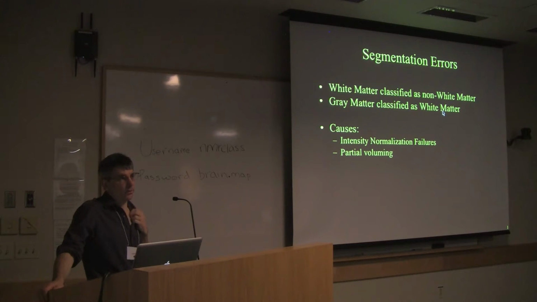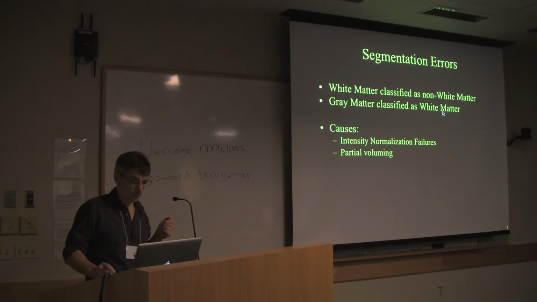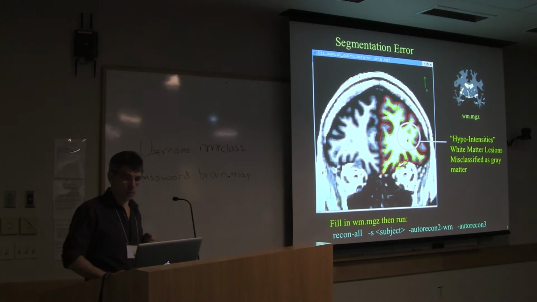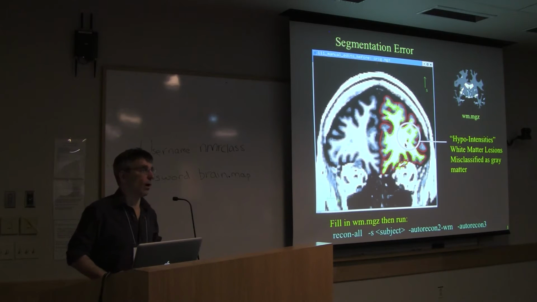So the second class of errors are the segmentation errors. And they have two types. White matter is classified as non-white matter, or gray matter is classified as white matter. It's basically an error in the white matter segmentation. So in the first case, you have a situation where you have white matter that's actually being classified as non-white matter. This is an older subject who has a white matter lesion, which is right here. And if you look at that, a white matter lesion basically looks like gray matter. And so it said, okay, that's gray matter, that's great. I'm going to draw a surface around it.